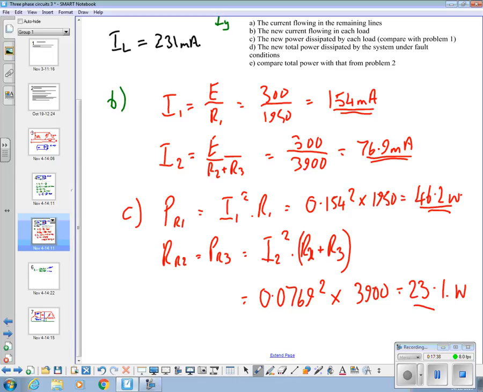I'm right and you're wrong. Why? Yeah, and the question says new power dissipated by each load. Those two resistors are still individual loads. So for each one of those you've got 1950 ohms, and I got 11.5 rounded to 3 significant figures.